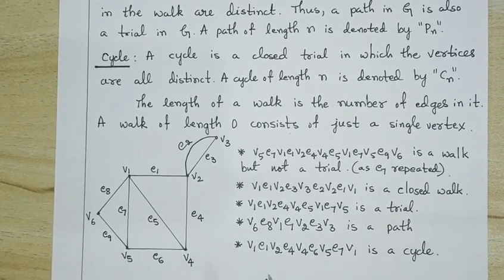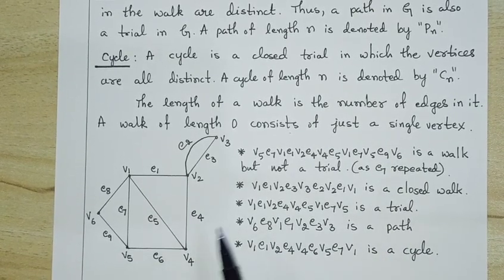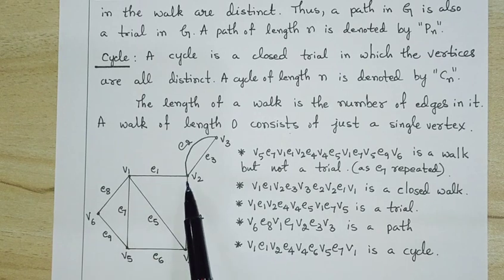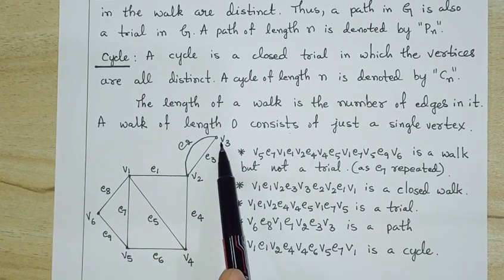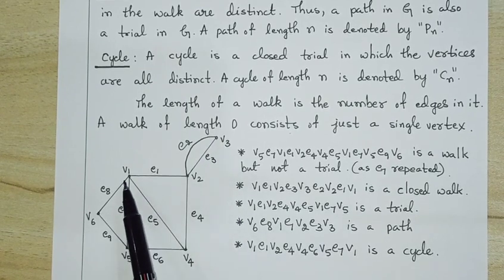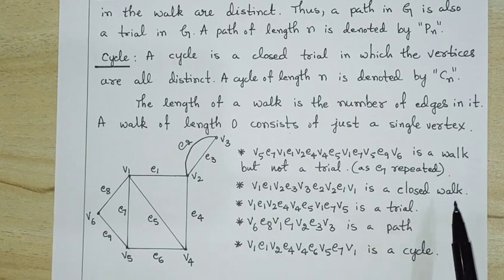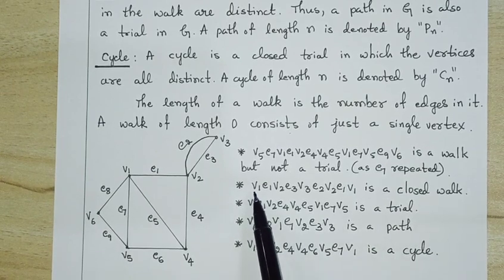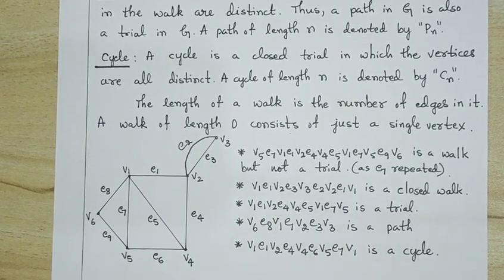Okay, and here closed walk. So let me consider V1, E1, V2, E3, V3, and E2, V2, and E1, V1. So that is a closed walk. Okay, so the initial and terminus are equal.